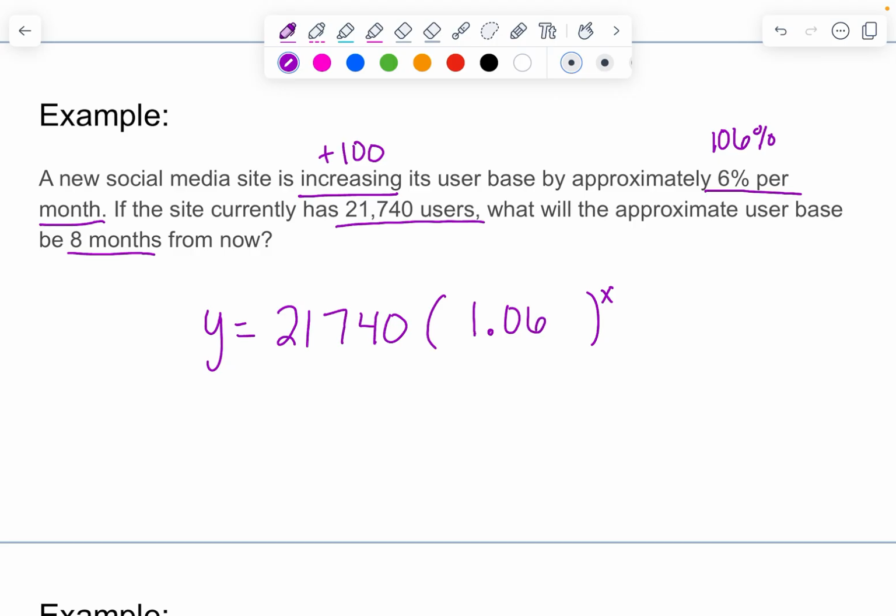And then I've got the function that I need. To figure out where it is at 8 months, I'm going to plug an 8 in for x and calculate. So 21,740 times 1.06, the up caret of 8. And this social media site should have about 34,650 followers at that point, or users or whatever.